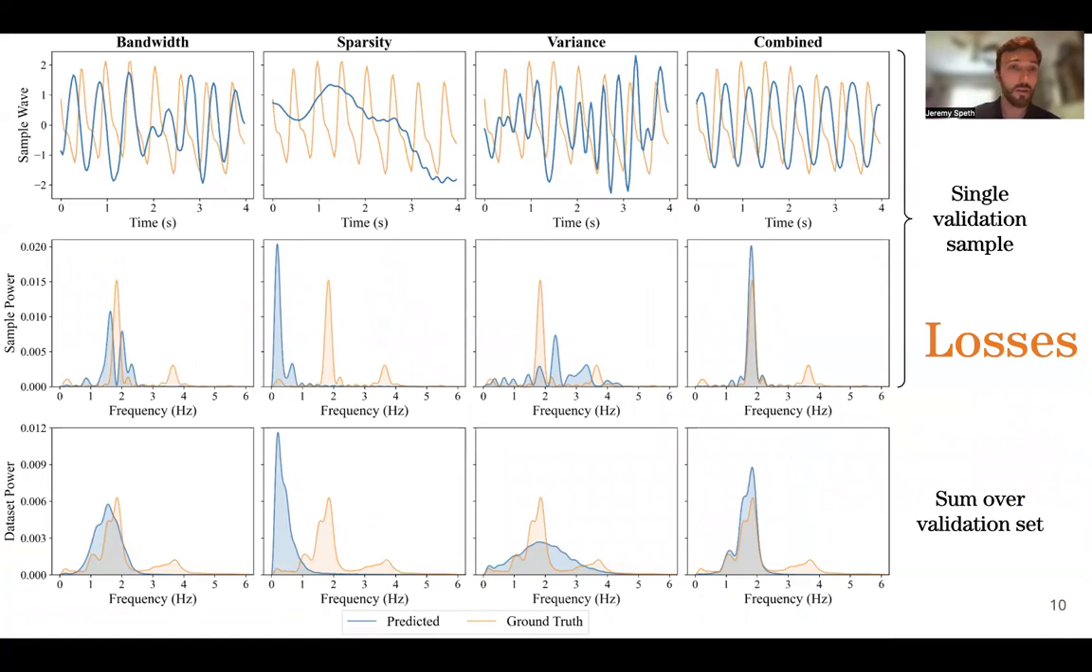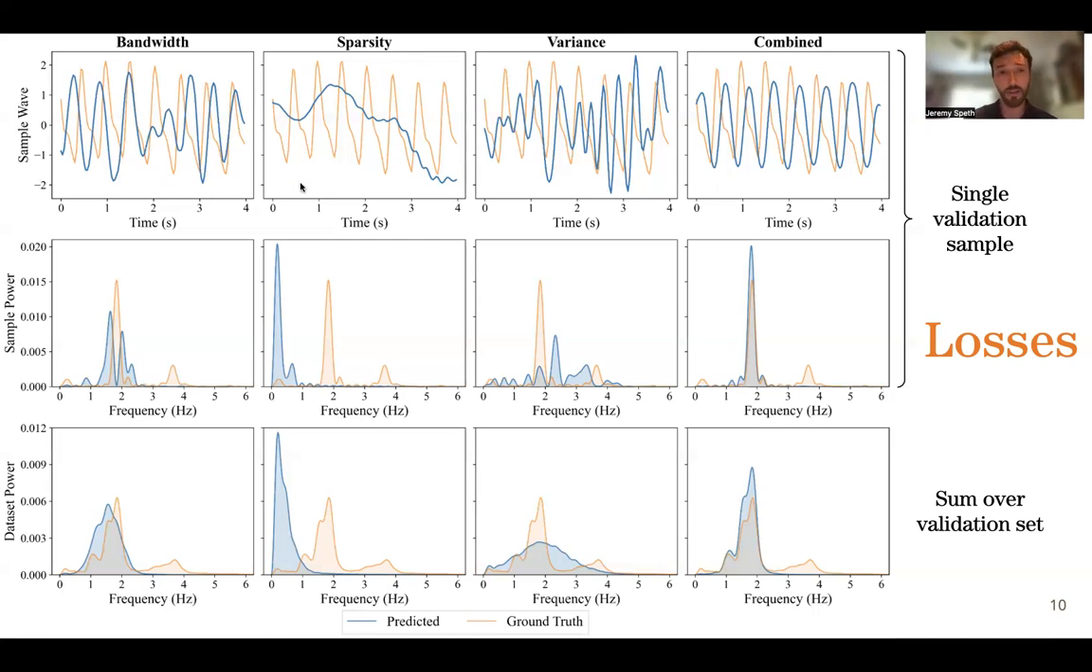Here's a look at the different losses. If you train a model with just a single loss, say the bandwidth loss, in this left column here, the top rows are just a single sample, and the bottom row is the sum of the power spectral densities for the entire validation set. So for bandwidth, if we train a model with just the bandwidth loss, it'll stop predicting spectral power outside of 40 and 180 beats per minute, but the solutions aren't sparse. So you can see there's this sort of error here in the predicted waveform.